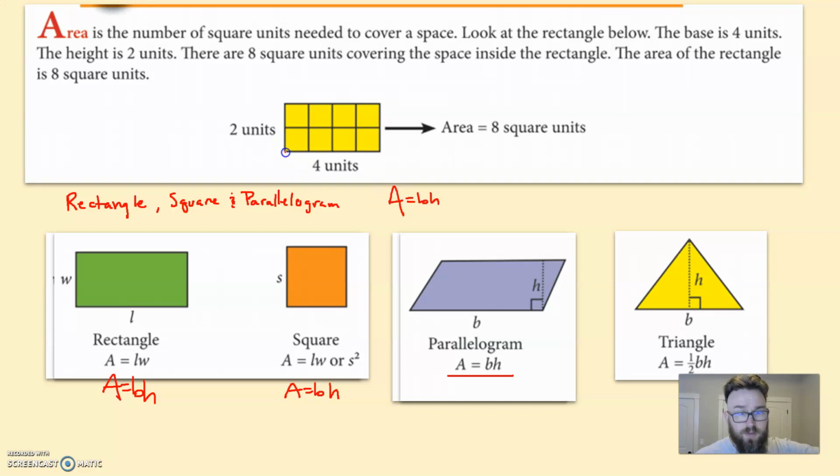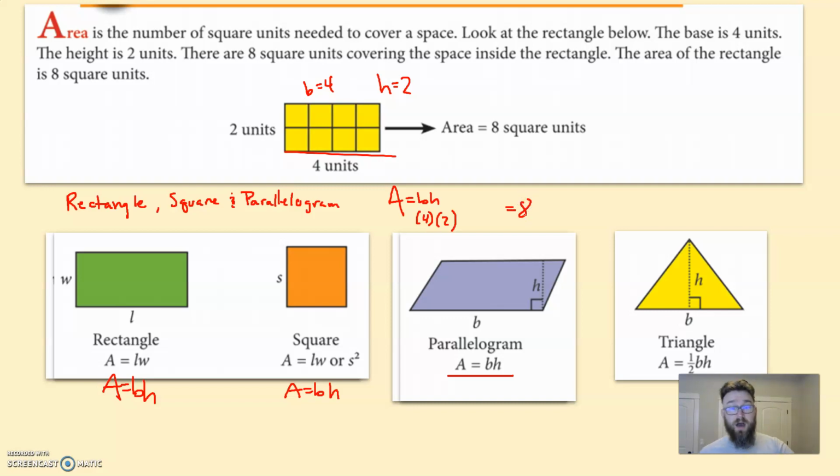Now, when you look at this, the base here of 4, all right, so basically this problem up here is saying b equals 4 and h equals 2. And that goes back to what we learned yesterday. All right, instead of the b, I'm going to write a 4. Instead of the h, I'm going to write a 2. All right, 4 times 2 is 8.